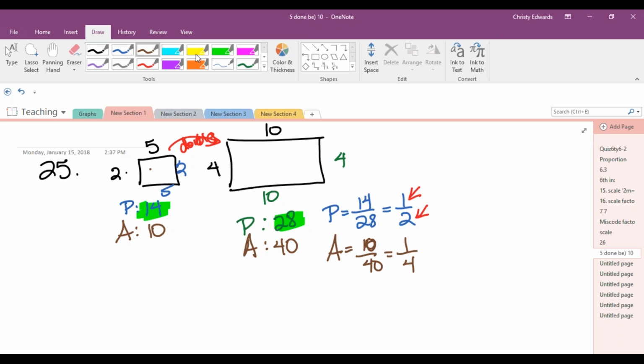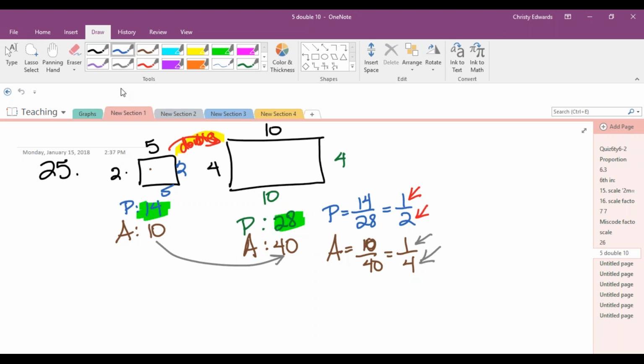What does that tell you about doubling the rectangle? The area quadruples, doesn't it? The second one is 4 times the area of the first one. That's what this says to me. Do you follow that? Person who asked about 25? Everyone, but particularly. Perimeter doubles if you double the size of the rectangle, but area goes up by 4. You can tell 10 to 40, that's a times 4 relationship.